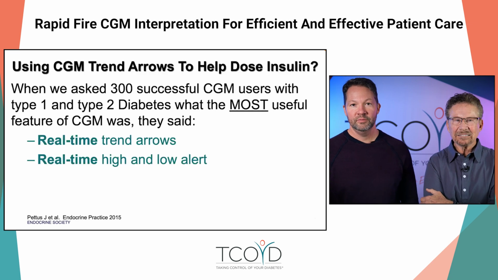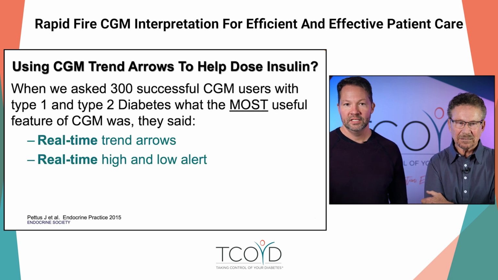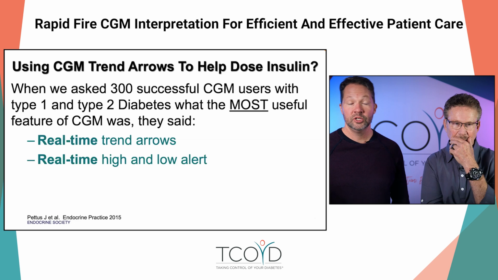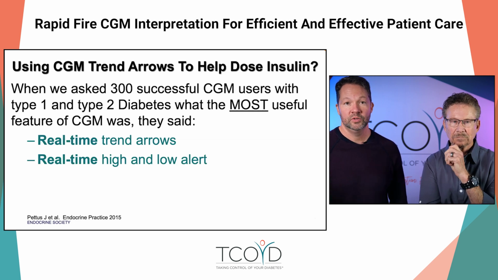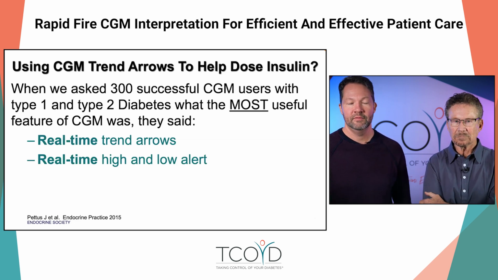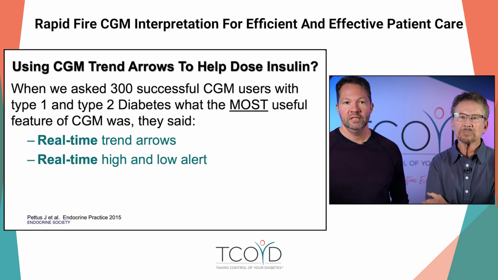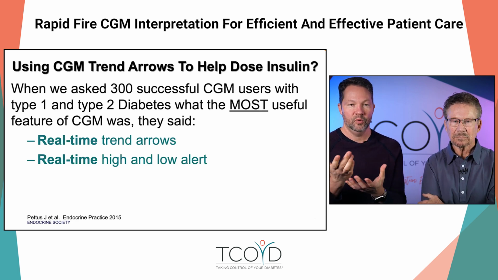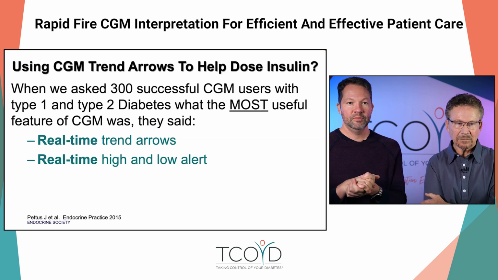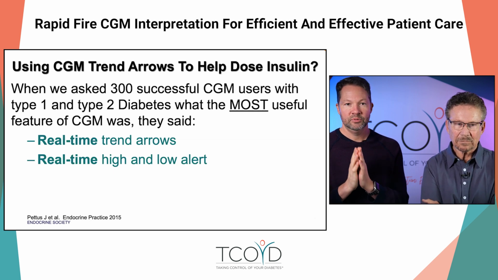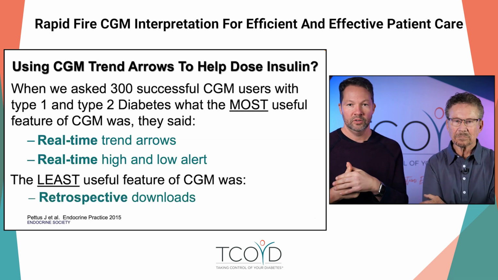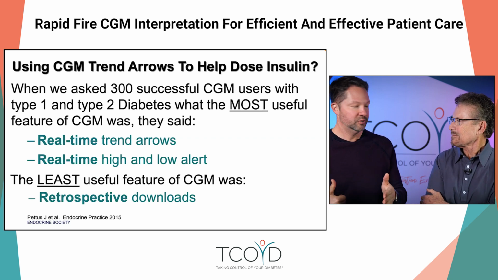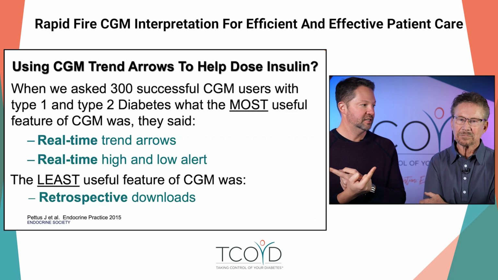All right, so using trend arrows to dose insulin. This is more real time, but we did this study a while back and asked 300 so-called successful CGM users, people with an A1C less than 7 and low amounts of hypoglycemia, how they use their CGM. We published this almost 10 years ago. They said the most useful things were the real-time trend arrows and the high and low alerts, and the least helpful thing was actually the download.